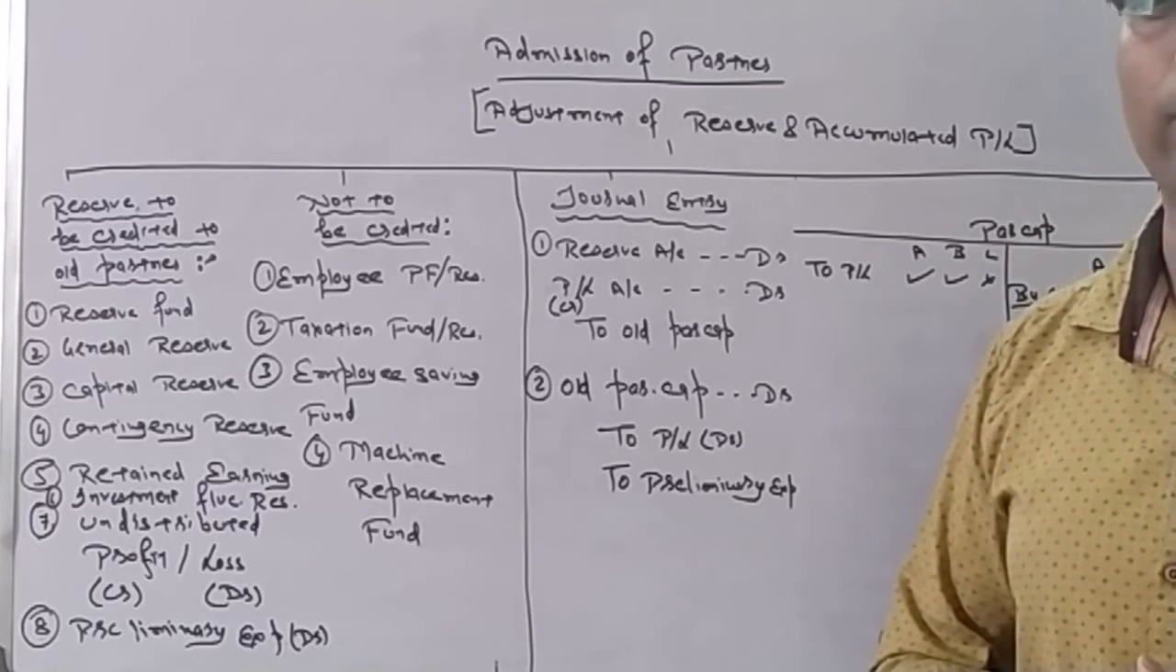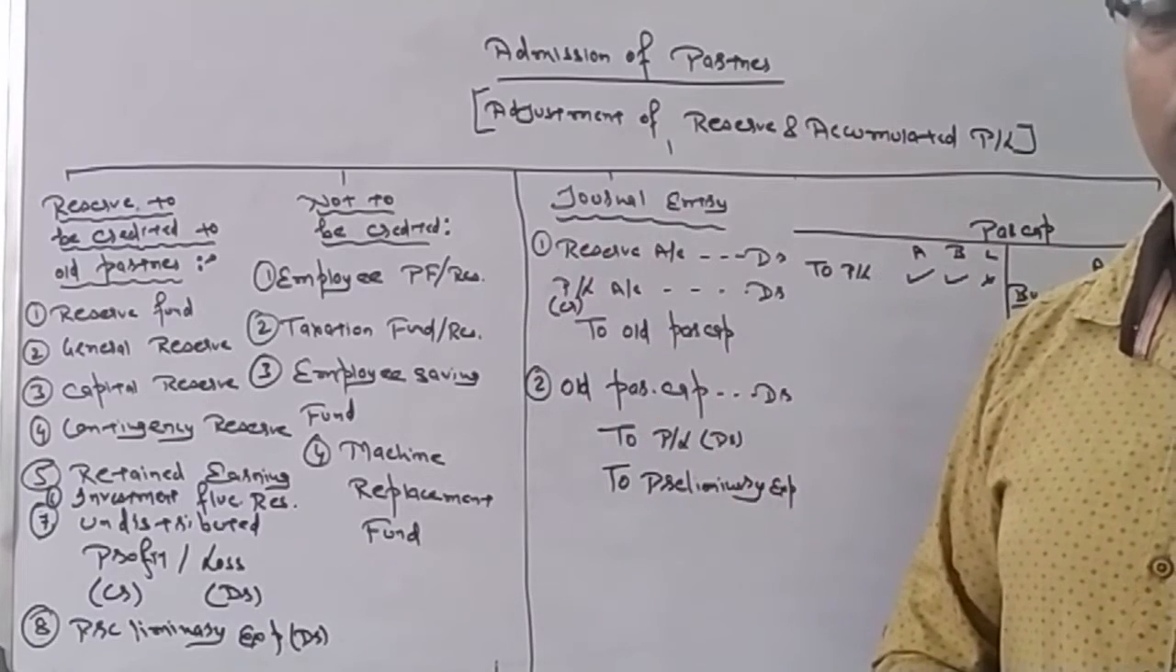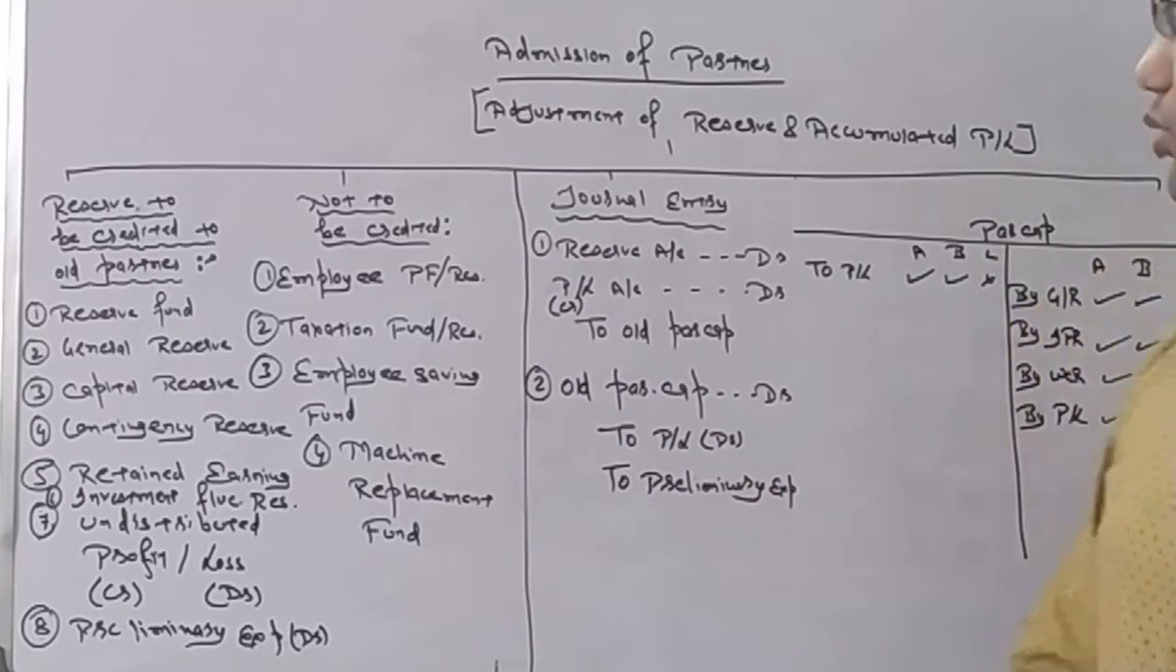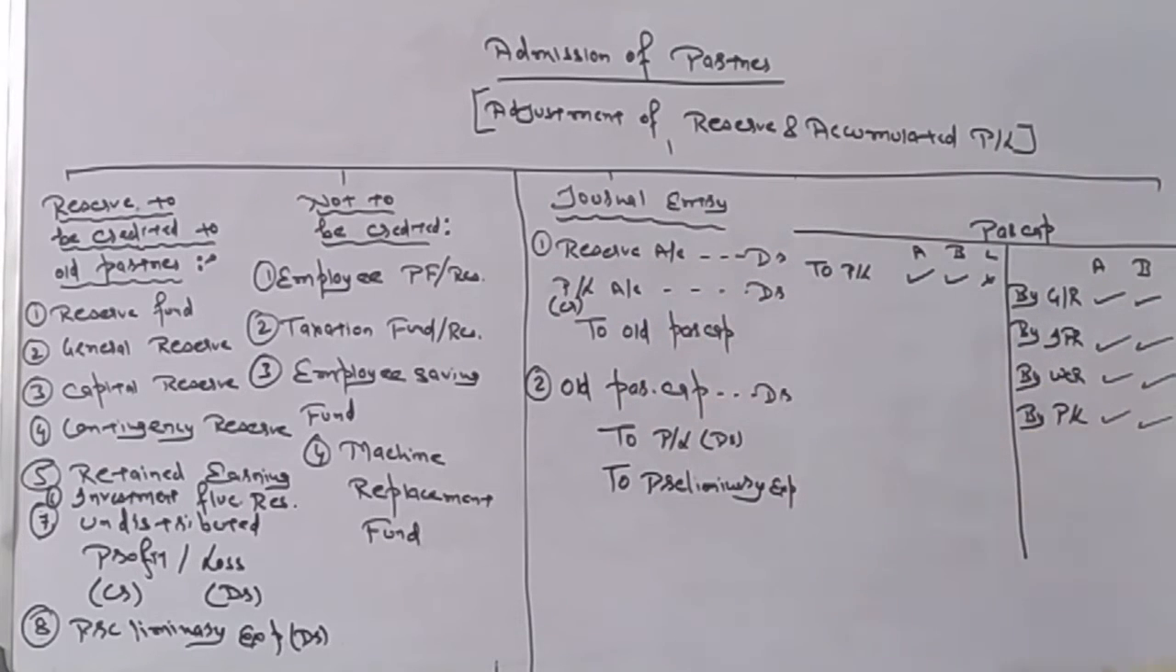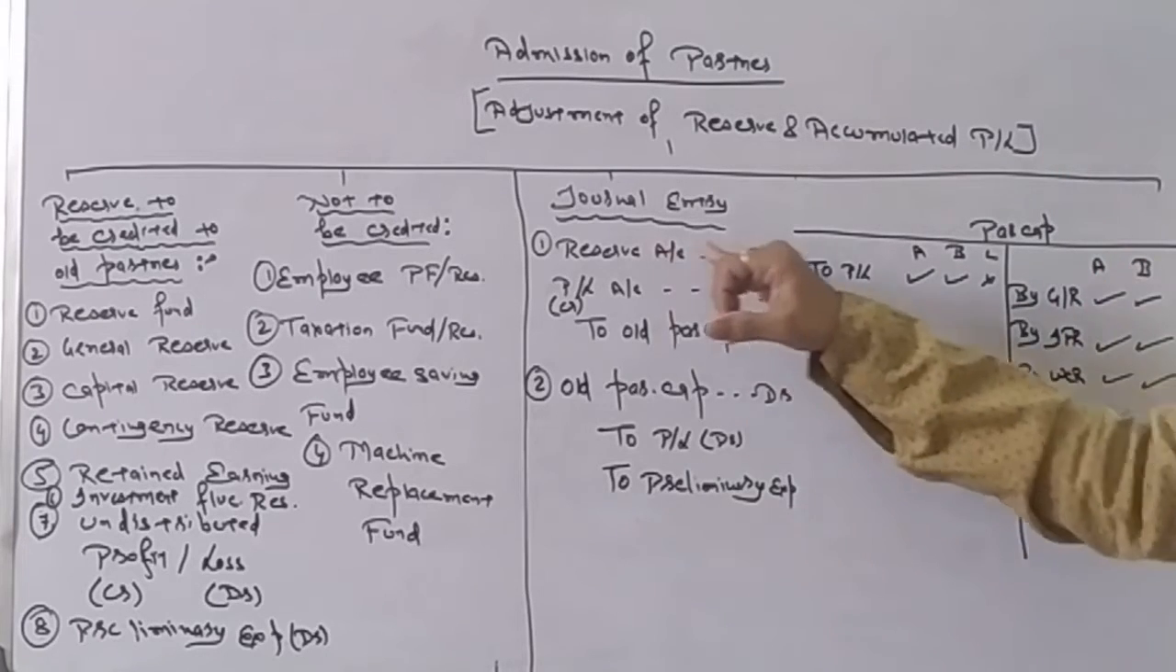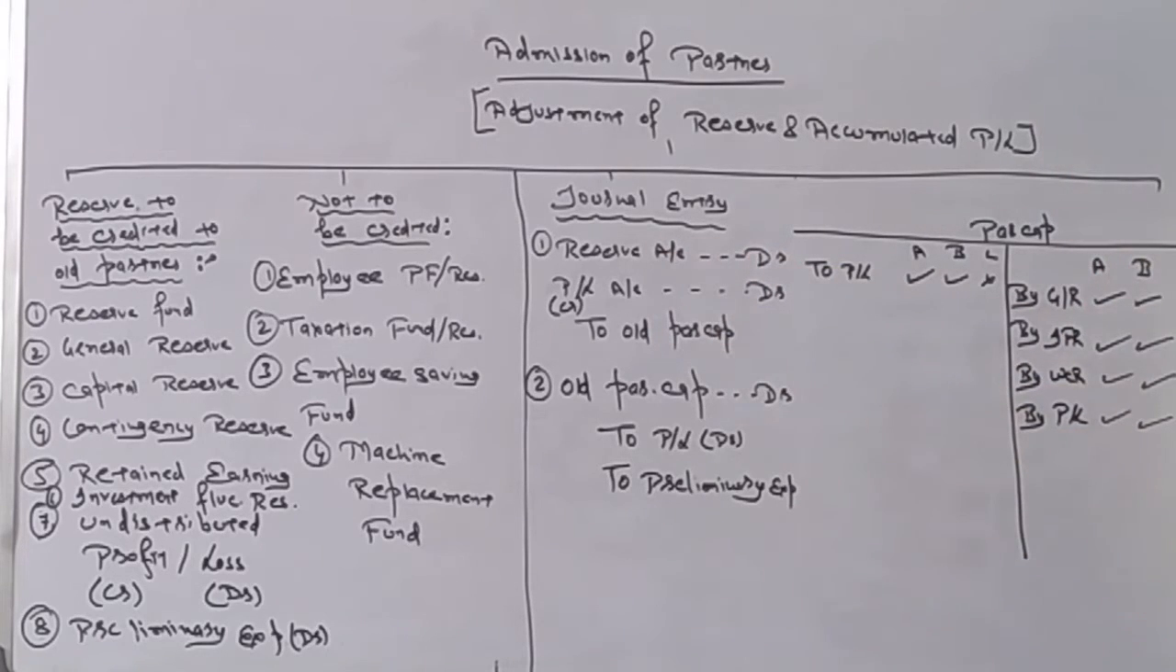When I am saying that we need to cancel it, then we need to debit them. So reserve account debit, PL credit balance account debit, to old partners, as it will increase their capital. We are giving it to them. It will increase their capital. So when old partners' capital is increasing, we need to credit it. So reserve account debit, as we are cancelling reserve and PL, PL account debit to old partners.